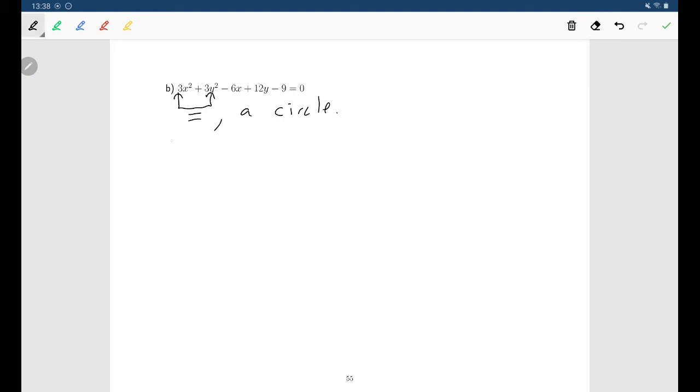So I'll start by first, just like before, bringing the x's together, and the y squareds together, and bringing that constant to the other side. And since I'm going to complete the square for the x's, I'm going to divide everybody by 3 so that I'll just have x squared.